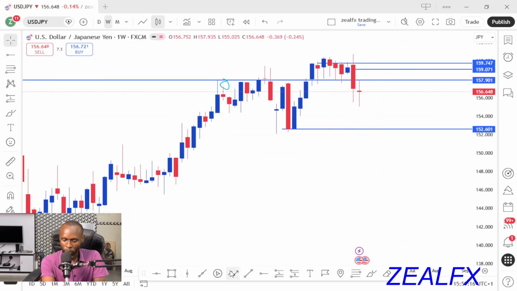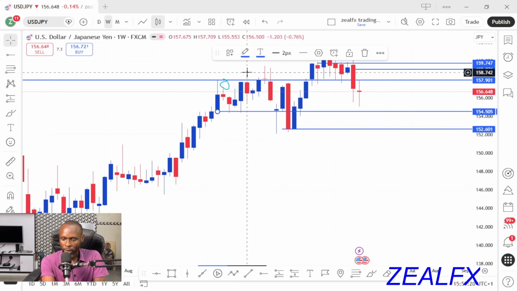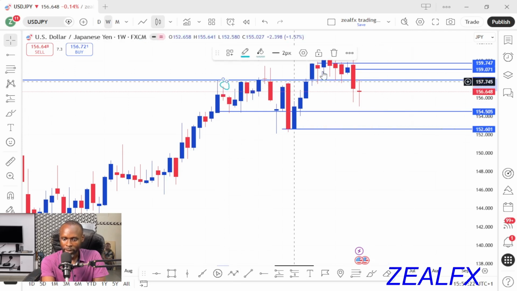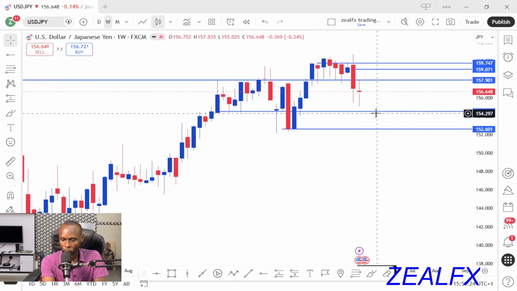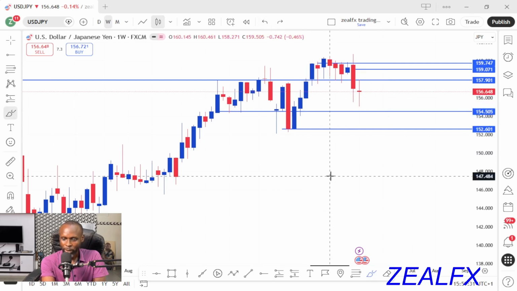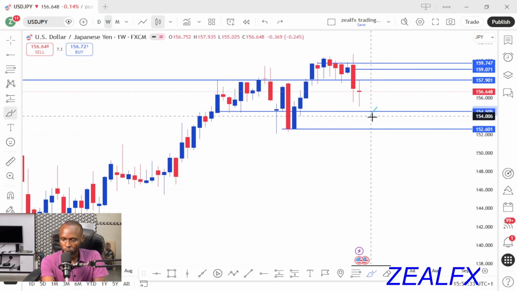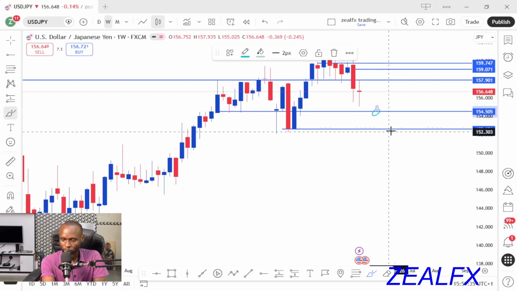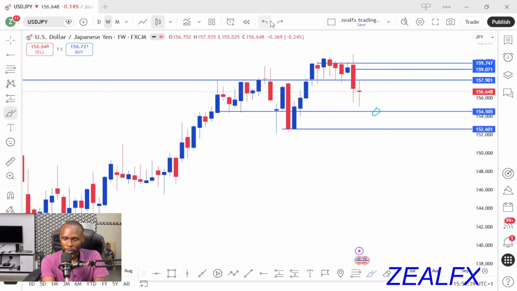But we also have a support at this area also. So if we can see price break that, which is this support level, this will be a good sign for more of the sell to the downside. So for now, we expect price to drop to this support level, and on a break of this support level, we expect price to drop to this next support level on the USDJPY.